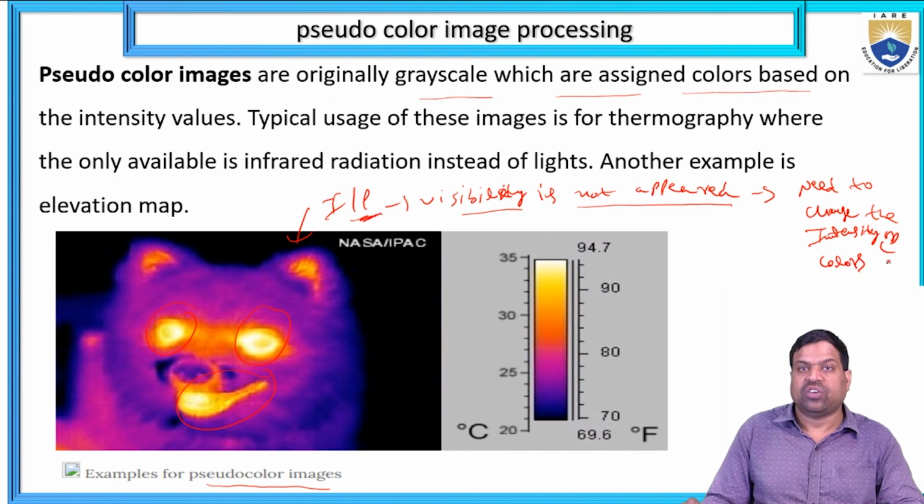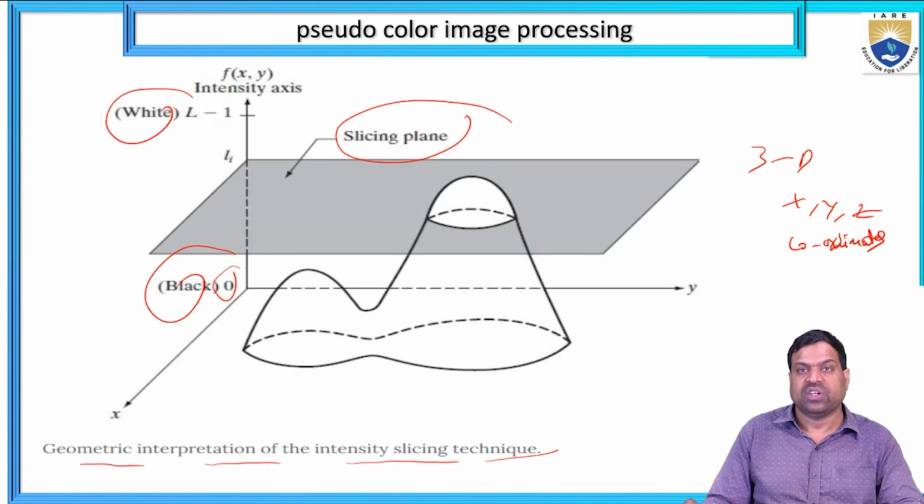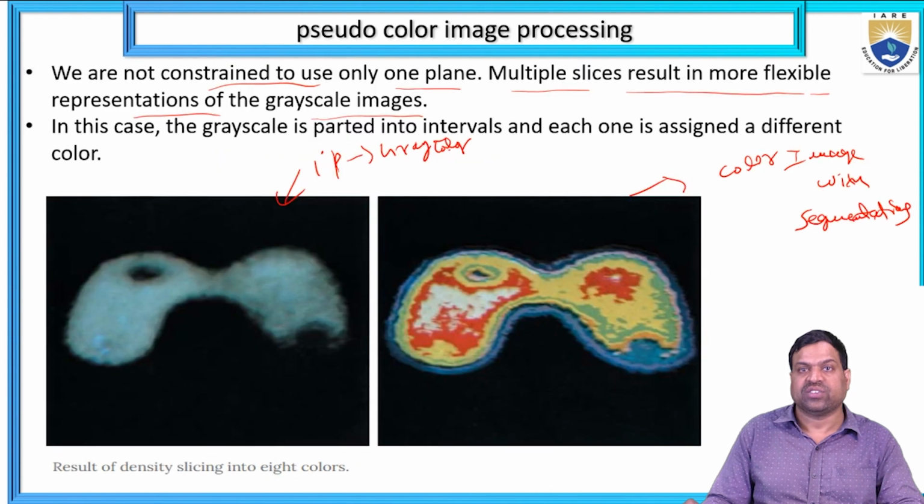change the intensities or color values. So intensity slicing is a simple case of pseudo color image processing. It is also called density slicing or color coding. The grayscale image is a 3D function with intensity being the third dimension, placing a plane parallel to the horizontal plane. The pixel position coordinates would slice the image into two parts, after which we can assign different colors to different levels. It is one example of slicing a plane in 3D x, y, z coordinates with the intensity axis.